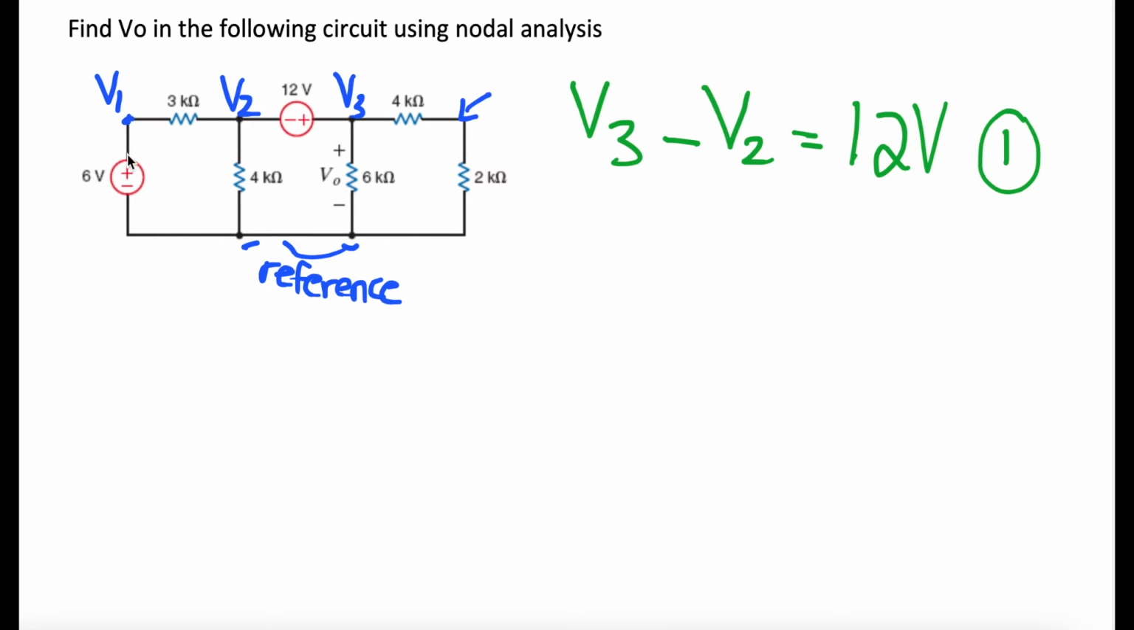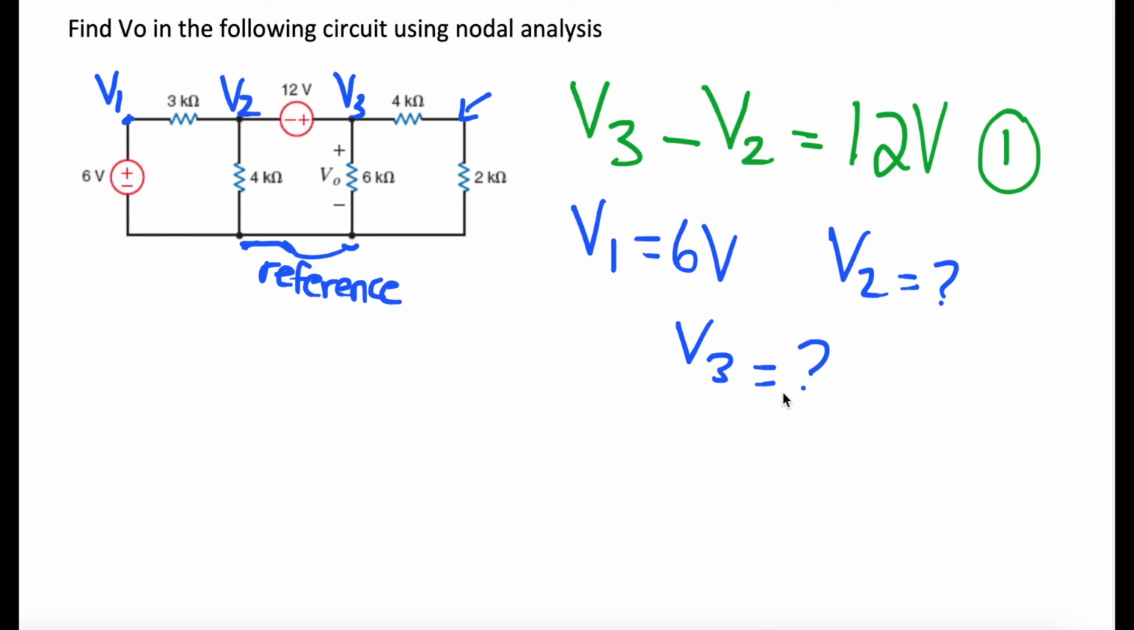Now, from the start, we see that the positive end of the 6 volt source is connected to V1, and the negative end of the 6 volt source is connected to the reference node over here, right? So essentially, we can already determine that V1 is equal to 6 volts, right? The positive end is connected to V1. V2 is unknown to us, and V3 is also unknown to us, right? So we have to find a way to solve for V3.